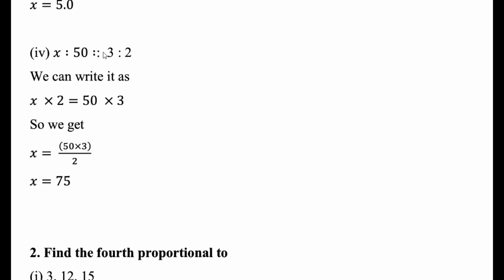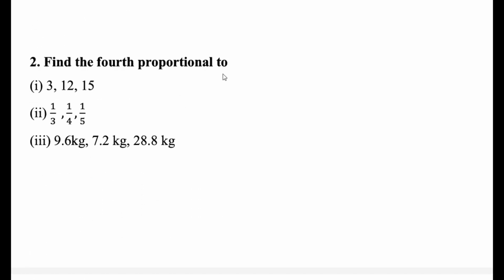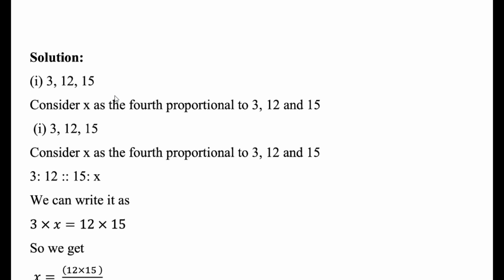5 is to x is equal to 3 is to 2. So x into 3 is equal to 50 into 3 by 2 is equal to 75. Find the fourth proportional 2, 3, 12, 15. How to do? Let's come to the solution.